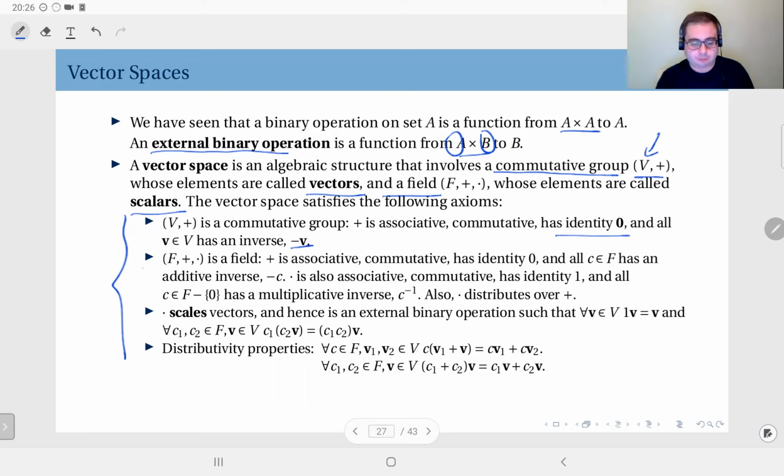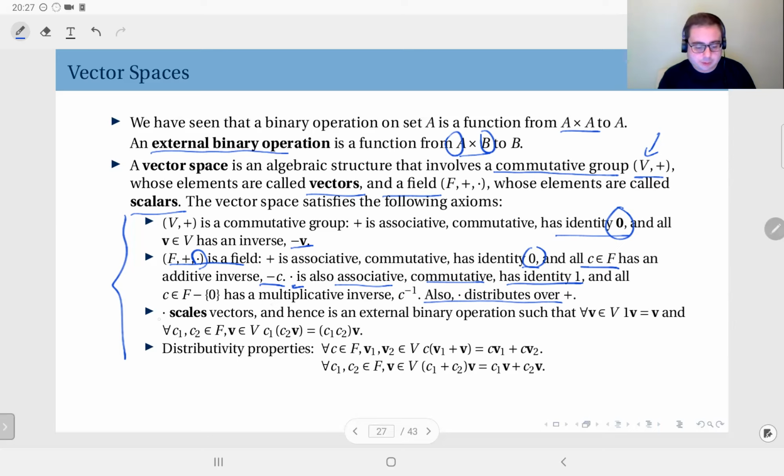And the next axiom is that this structure is a field F with the operations addition and multiplication. So remember what a field was. Addition is associative, it's also commutative. We have the identity 0. Now this 0 here is a scalar, this 0 is a vector. Do not confuse them, but they are both identities with respect to addition in their respective structures. And all elements in the set F have additive inverses, minus c. And multiplication in this field is also associative, obviously, and commutative, since it's a field. And we have the multiplicative identity of 1. And all elements that are not 0 have multiplicative inverses. And also finally, this multiplication distributes over addition. And so that's the second axiom.